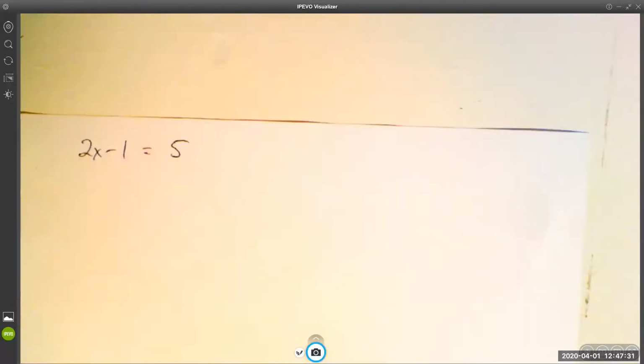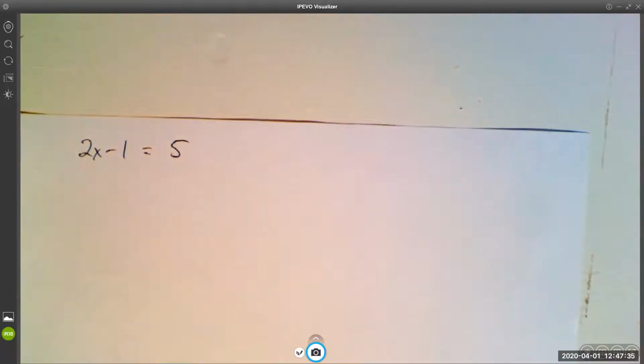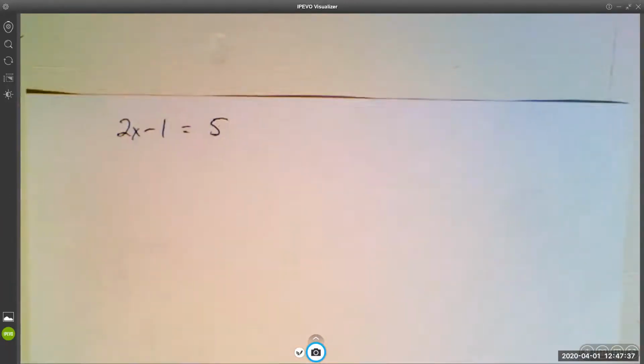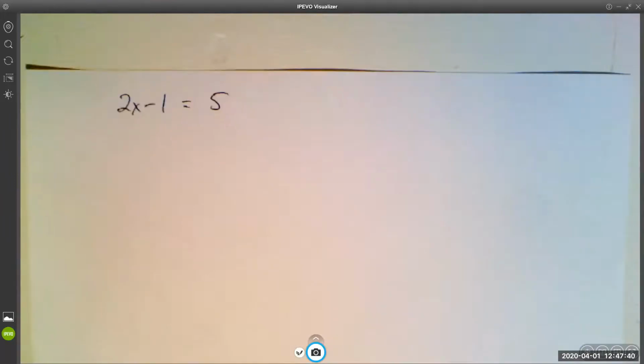Okay. Let's do 2x minus 1 equals 5. Okay, so I'll give you a second, pause the video, see if you can solve this equation using algebra tiles. Okay, now here's my solution. 2x minus 1 equals 5.